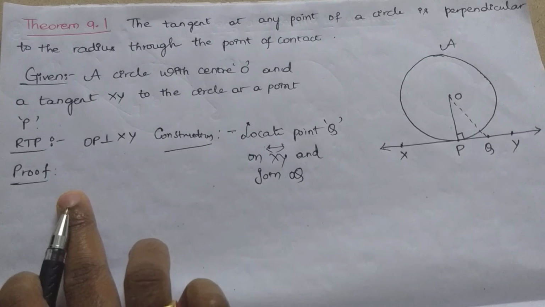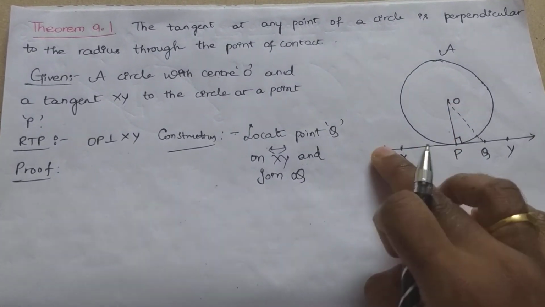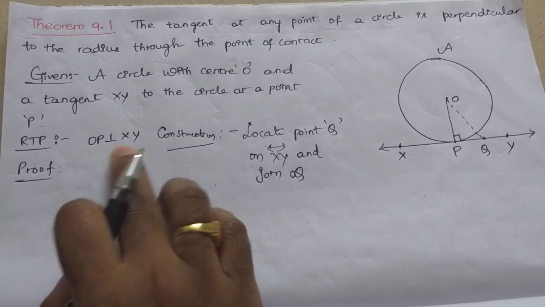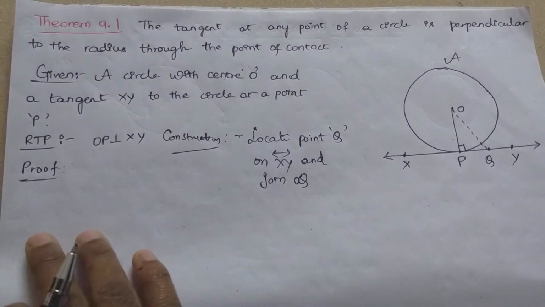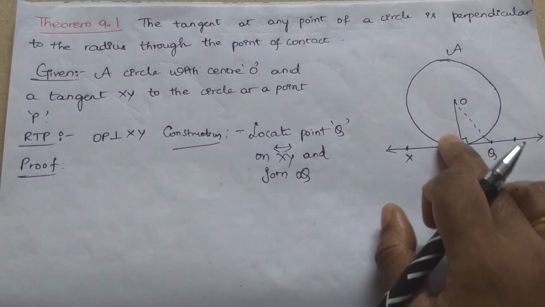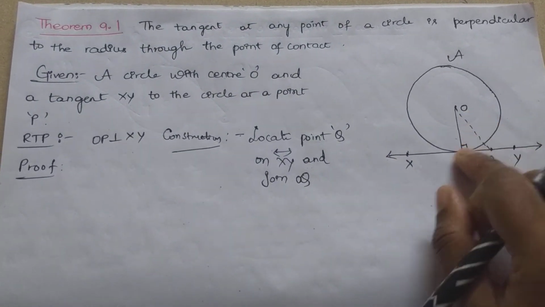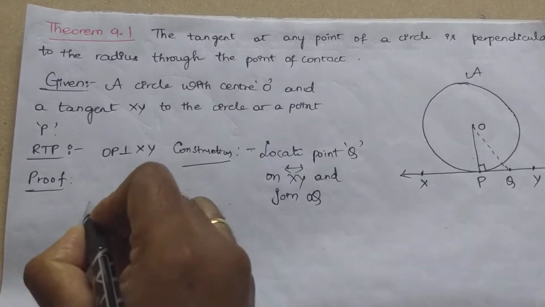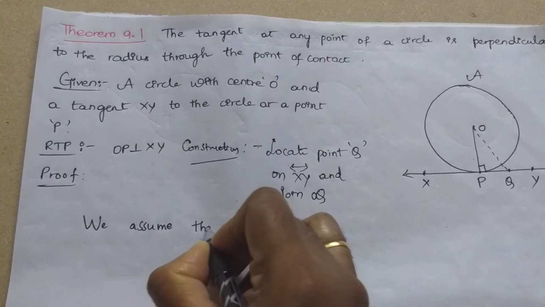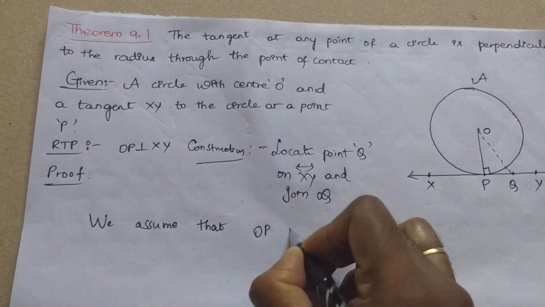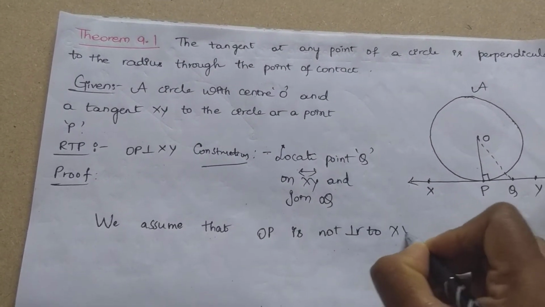Okay, so now let's enter into the proof part. So we have to prove that OP is perpendicular to XY. That is what is required to be proved, right? So now what I will do here is we will assume that OP is not perpendicular to XY. Clear? First we will assume that OP is not perpendicular to XY. We assume that OP is not perpendicular to XY.